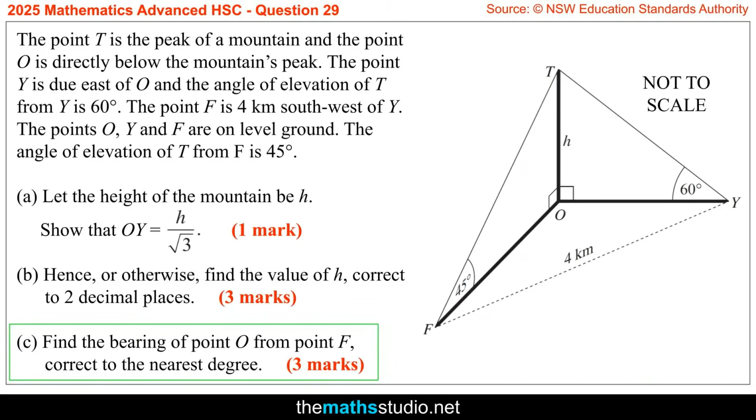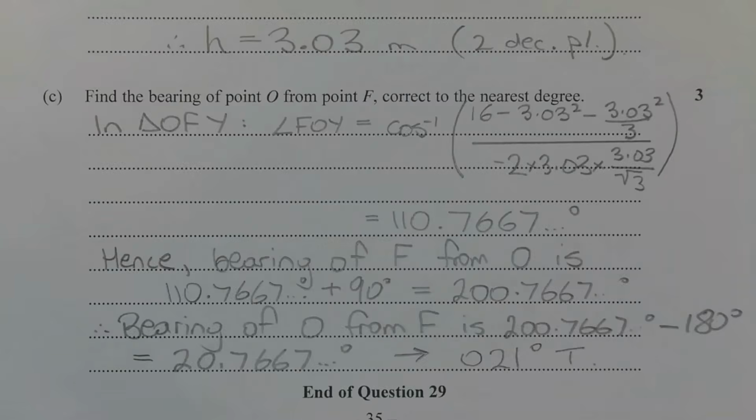Part C. Find the bearing of point O from point F, correct to the nearest degree. The strategy is to work out the bearing of F from O and then find the bearing of O from F by subtracting 180 degrees from the original bearing that we found.